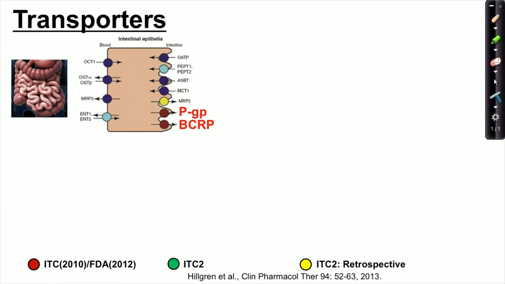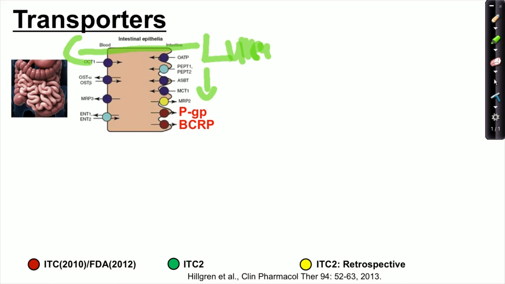So let's start with the intestine. What you're looking at here is a representation of the intestine, some artist's rendition, and I'm reminding you of an intestinal epithelial cell. Here is the intestinal lumen, and over here is the blood side. So when you take a drug, it starts out in the lumen, and then it may be absorbed, and then it crosses that intestinal epithelial membrane into the portal circulation during the drug absorption process.